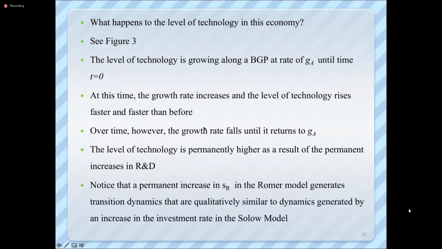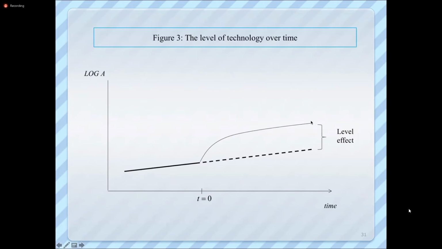What happens to the level of technology? This is shown in the next diagram. The level of technology is growing on the balanced growth path at the rate of gA until time t0. At this time, the growth rate increases. Level of technology rises faster and faster than before. Over time, however, the growth rate falls until it returns to gA. What do we mean by returns to gA? The level of technology is now permanently higher as a result of the permanent increase in R and D. So therefore, it's permanently higher. You are talking about a steady state, but a higher steady state.